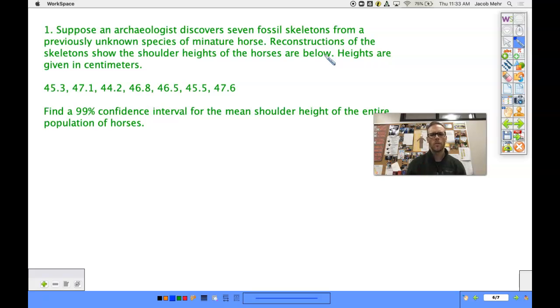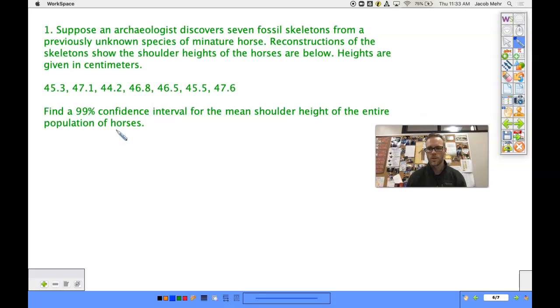Okay. Have you ever wondered when we get this type of information about dinosaurs or whatever, how do they really know how big they were? Okay, it's not like we could look at all the dinosaurs of that type. It's not like we have all the miniature horses from that species to find the average height. Okay, but what we do have is the height to the shoulder of 1, 2, 3, 4, 5, 6, 7 different miniature horses here. Find a 99% confidence interval for the mean shoulder height of the entire population of horses, right? There's no way that we could possibly know the standard deviation of the population. So we're only going to work off the standard deviation of the sample.